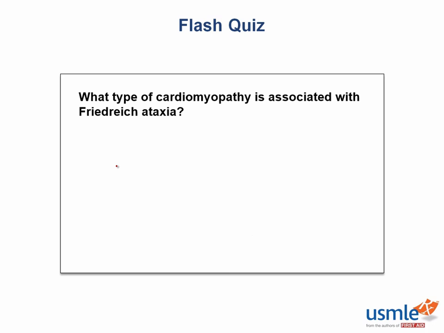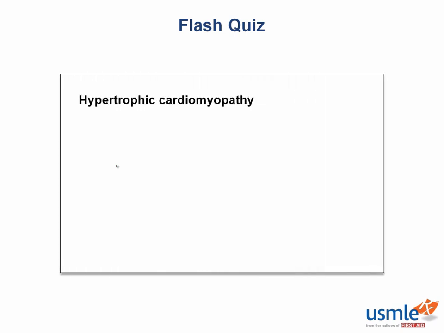Now on to a flash quiz. What type of cardiomyopathy is associated with Friedreich's ataxia? Well, here it's going to be a hypertrophic cardiomyopathy. Remember, Friedreich's ataxia is a trinucleotide repeat disease, and the trinucleotide that repeats here is GAA.